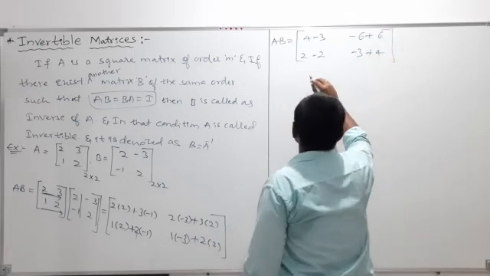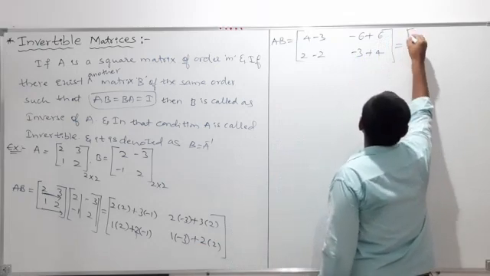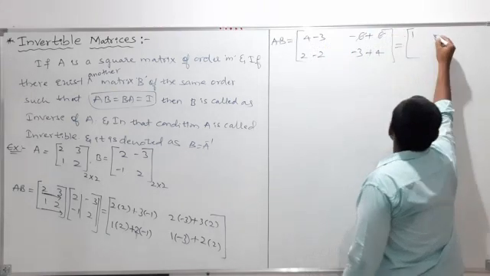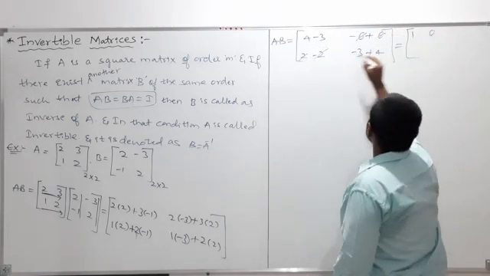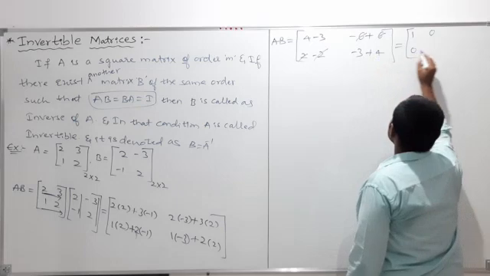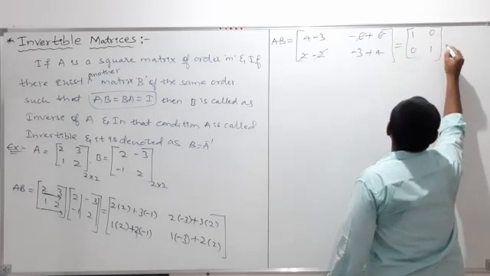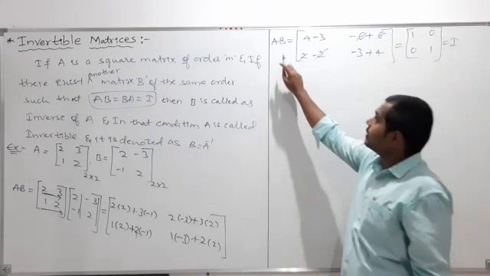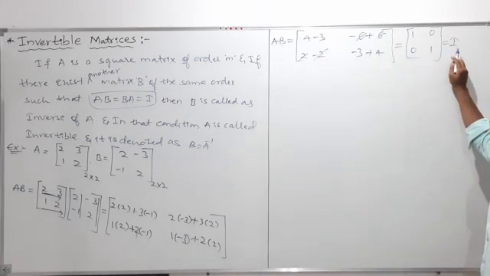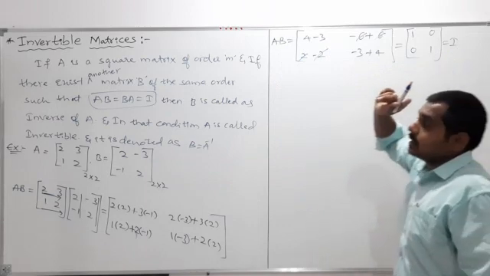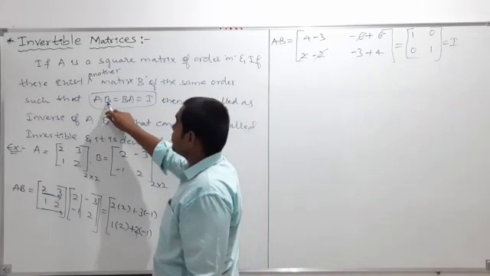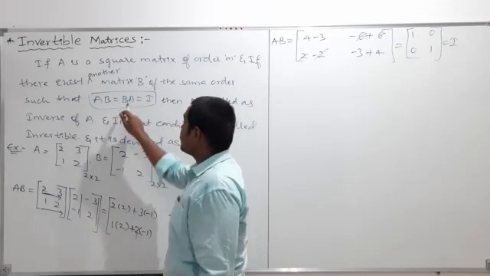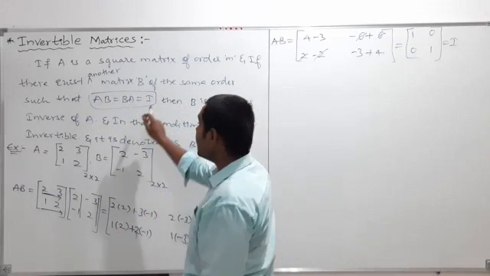Clear? So if you simplify this further, you will get 4 minus 3 is 1, plus 6 minus 6 cancels to 0, plus 2 minus 2 cancels to 0, minus 3 plus 4 is plus 1. So this is your identity matrix. Therefore my dear students, if you multiply AB, you are getting the identity matrix. After solving AB, we should get the identity matrix. Even if I solve BA, then also I should get the identity matrix.